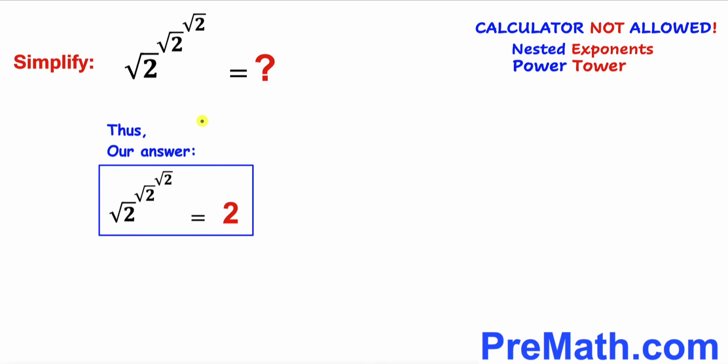So thus, after all the calculations and manipulations, the simplified answer for square root of 2 power square root of 2 and then power square root of 2 turns out to be equal to 2. And that's our final answer.